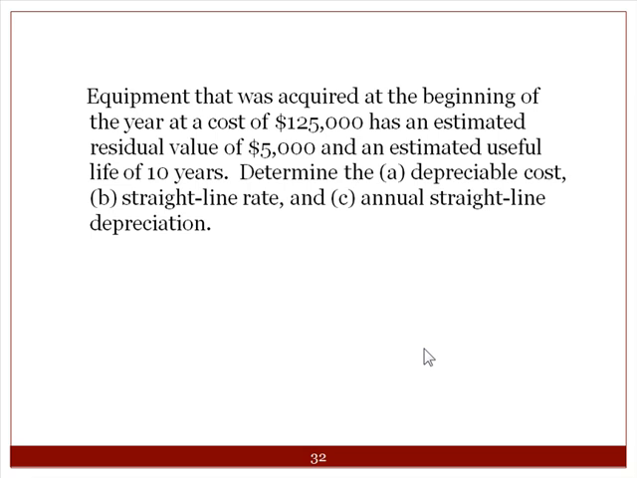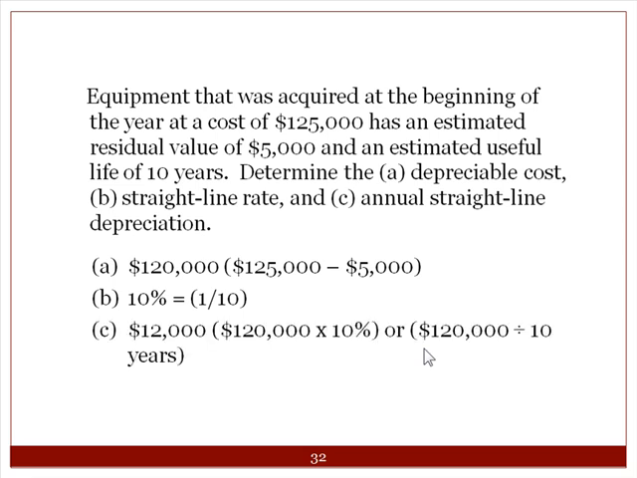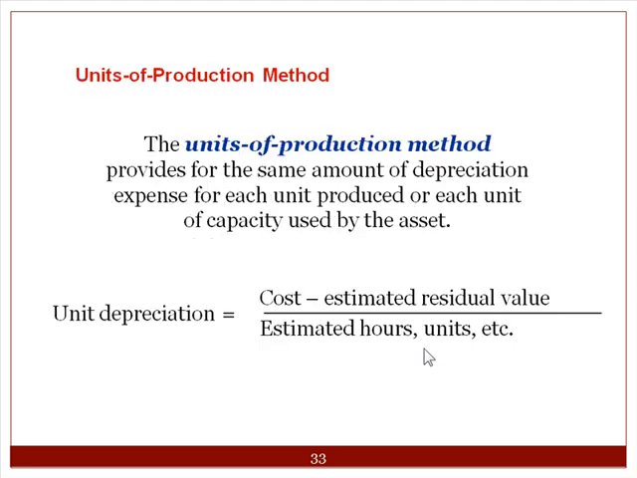So here's another example. You had equipment that was acquired for $125,000. It had a $5,000 residual value, and it had a 10-year life. So we're going to figure the depreciable cost is $120,000. The straight line rate, if you will, is 10% because it's 10 years. So 1 divided by 10 is 10%. Lots of people like to work in percents. Other people like to work in fractions. It goes both ways, so you get comfortable with whatever you need. And the annual amount is $12,000, which is the 120 divided by 10, or the 120 times 10%.